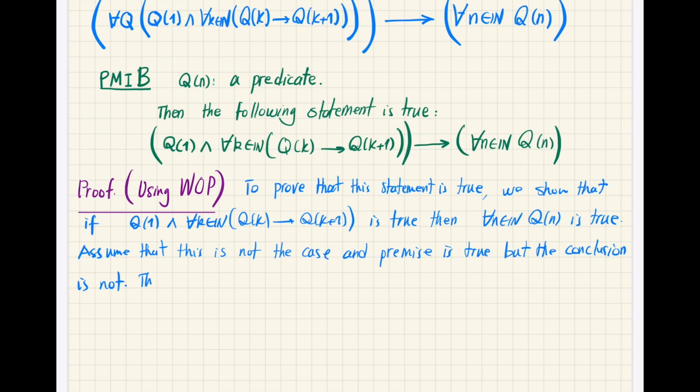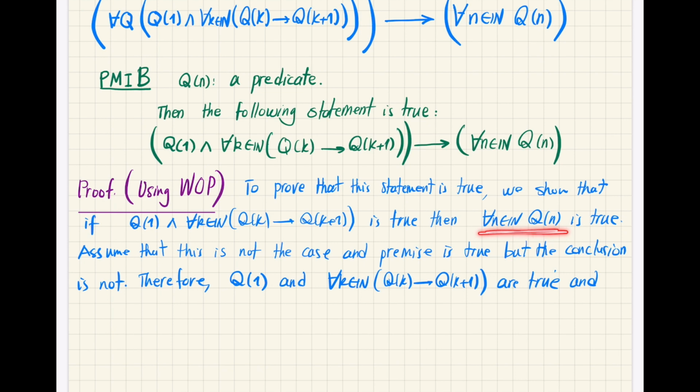So therefore, Q1 and for all k in n, Qk then Qk plus 1 are true. And when you say that this is not true, that for all n in n, Qn is true, it means that this statement is false. So it means that there exists an n0 in n so that Qn0 is false. Okay?